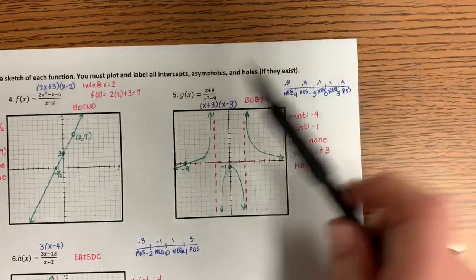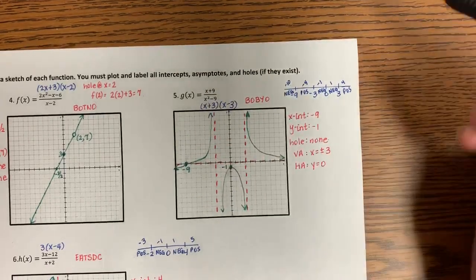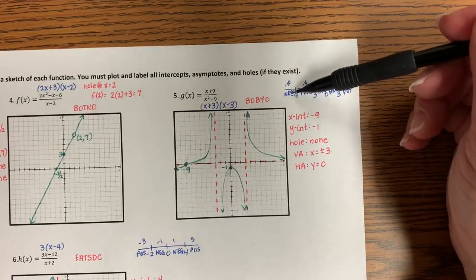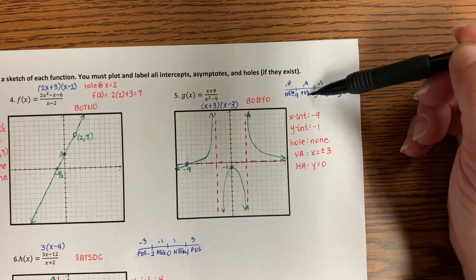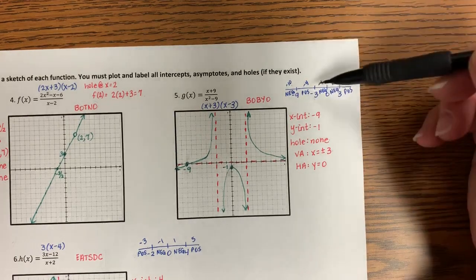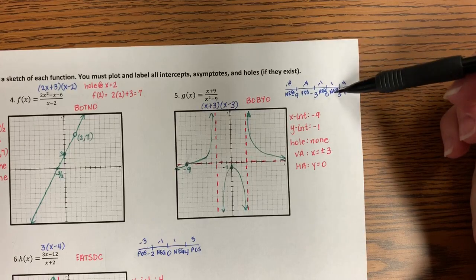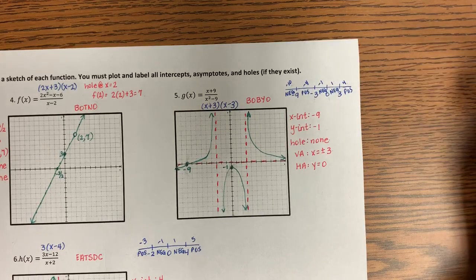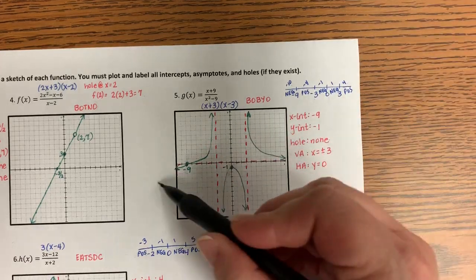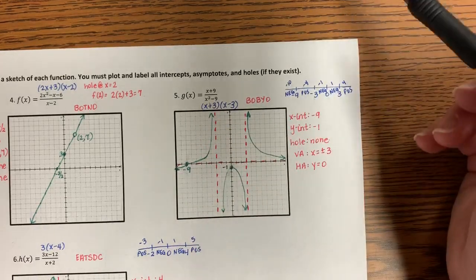I plugged it in to the original equation and found out that it gave me a negative. And I don't care what the value is, I just know it's a negative number. When I plugged in -4, I got something that was positive. When I plugged in -1, I got something that was negative. +1 gave me something negative. And then plugging in +4 also gave me a positive. So that just tells me, is my curve above or below that asymptote?